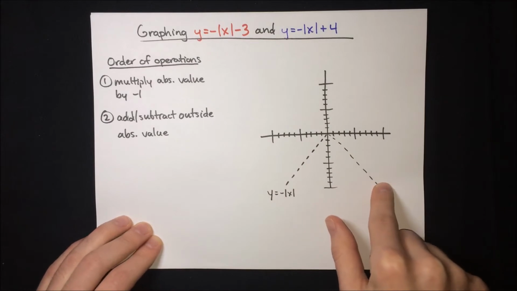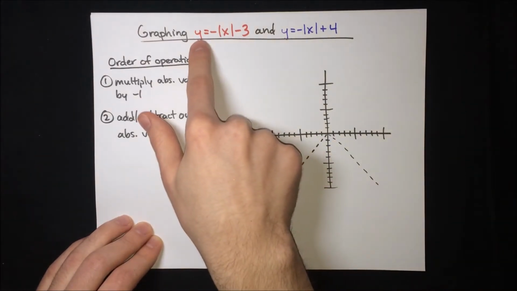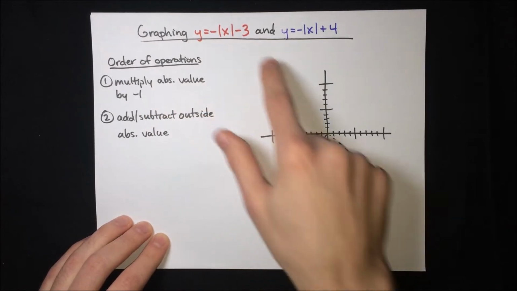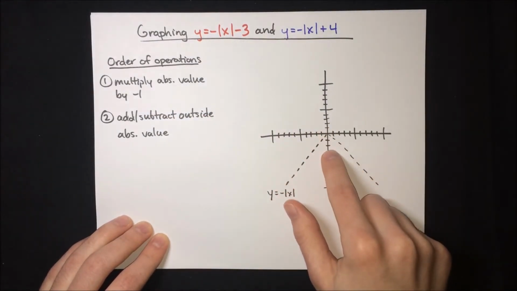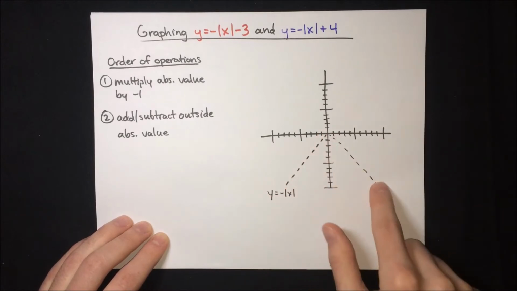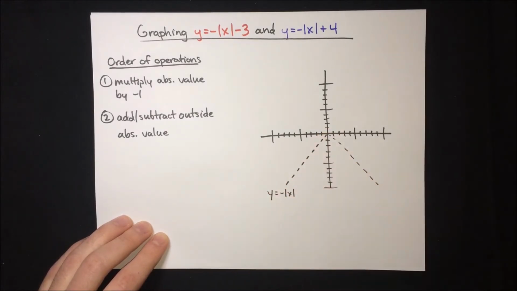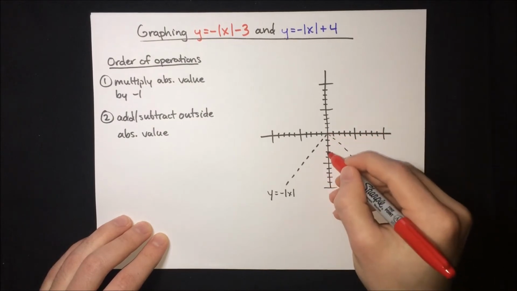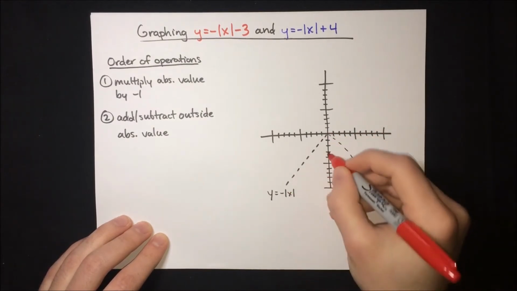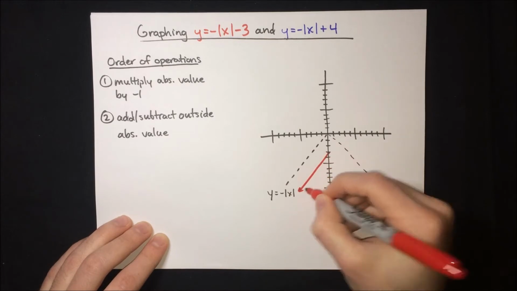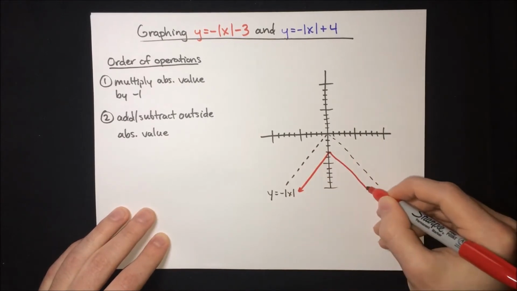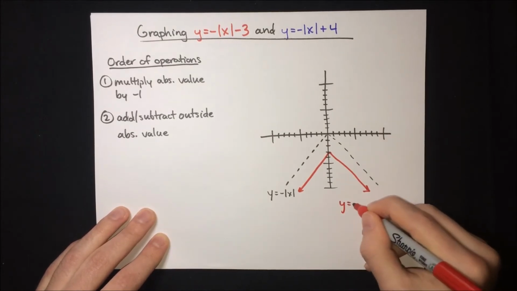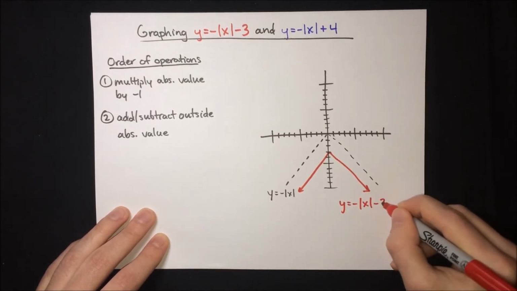So we're going to take the graph of y equals negative absolute value of x, and then we're going to shift that accordingly. To graph y equals negative absolute value of x minus 3, we have to shift all the y values down by 3. In other words, we're translating this graph down by 3. So this y value at 0 goes to here at -3, and all the other points follow suit. So that's the graph of y equals negative absolute value of x minus 3.